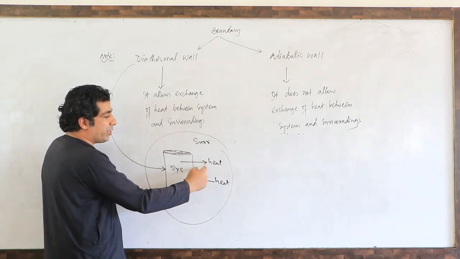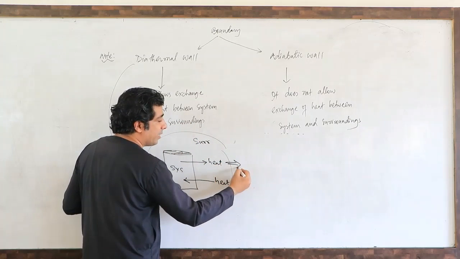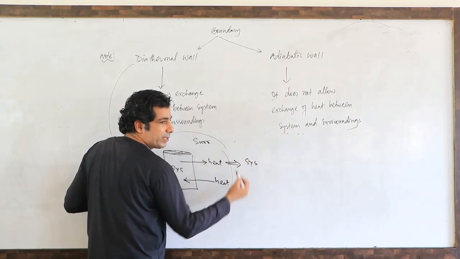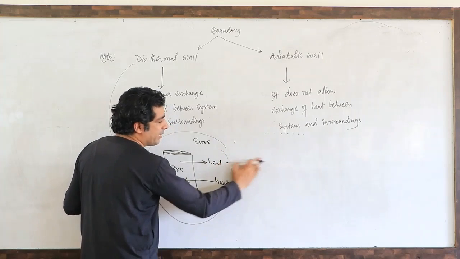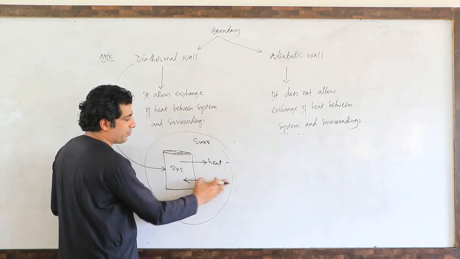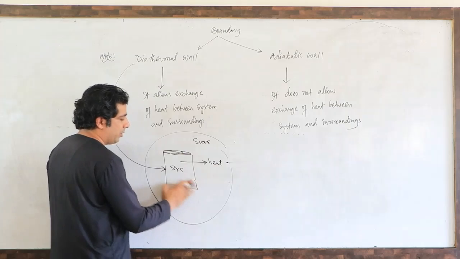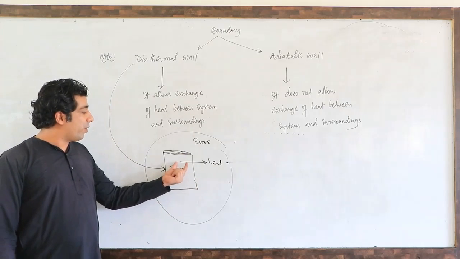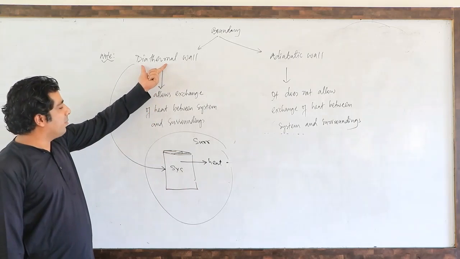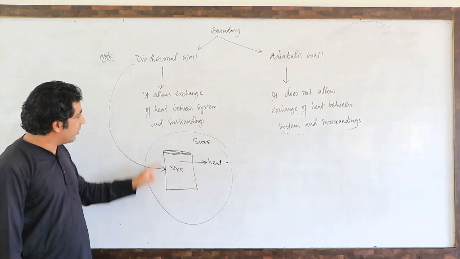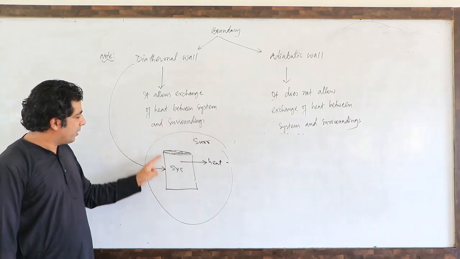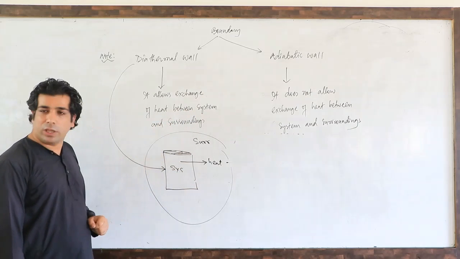So in the first condition, the system is hotter than the surroundings. And in the second condition, the surroundings is hotter than the system. So look here, heat is flowing between system and surroundings, which means it's a diathermal wall. This wall is diathermal. It allows exchange of heat between system and surroundings. So this wall is a diathermal wall, correct?